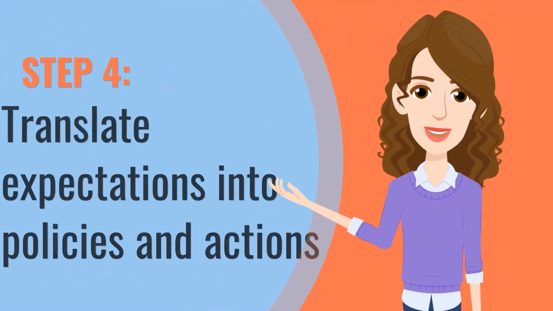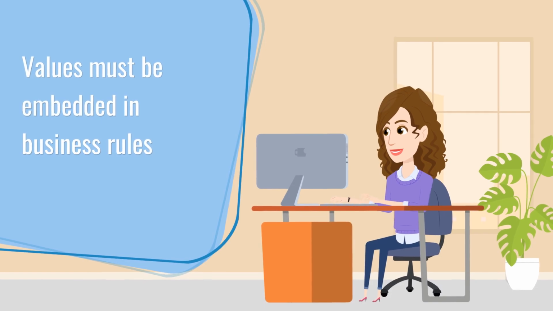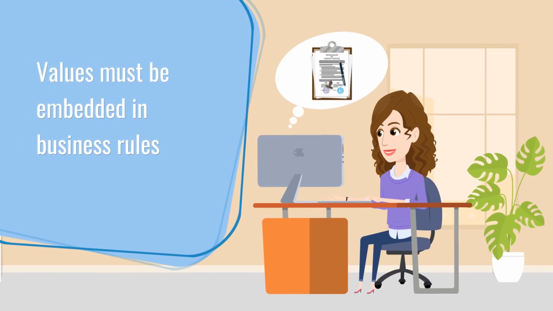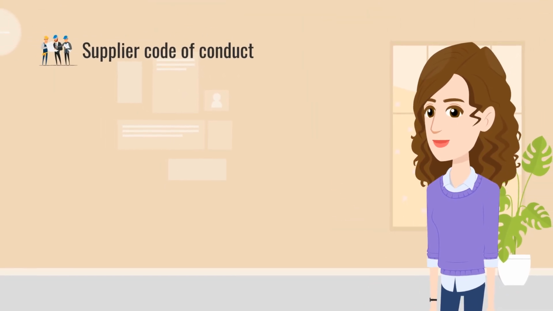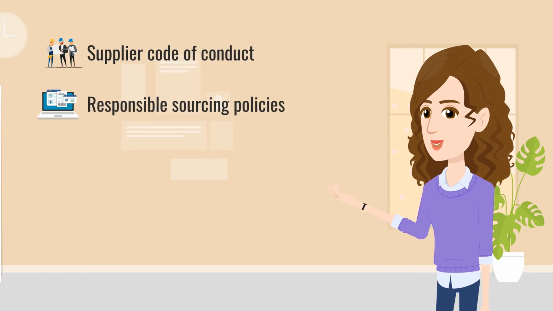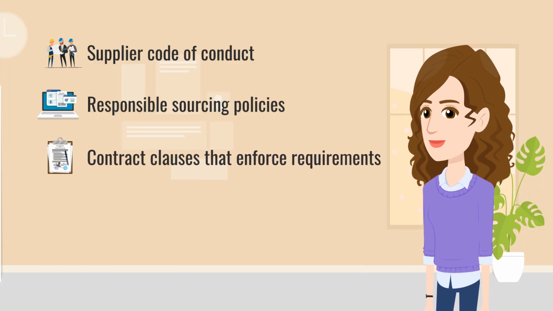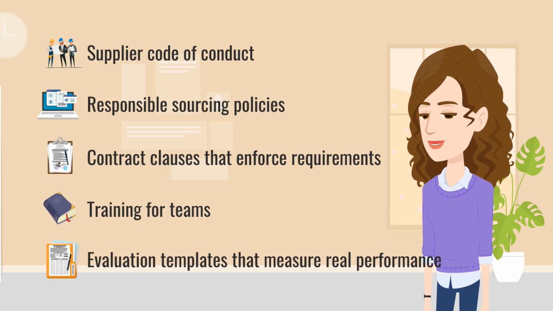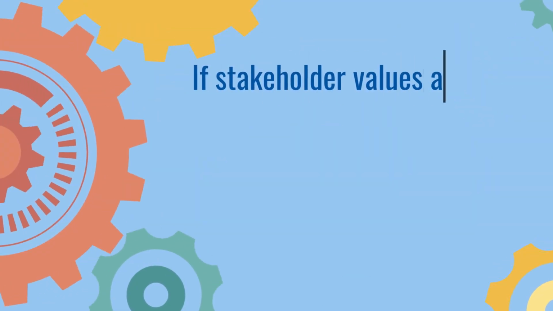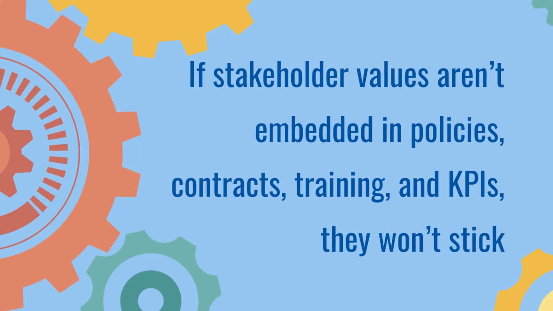Step 4. Translate expectations into policies and actions. This is where your stakeholders' map becomes a translation engine. Values and expectations must show up in the documents and processes that govern behavior. A supplier code of conduct with clear social and environmental requirements. Responsible sourcing policies that define what acceptable looks like. Contract clauses that make requirements enforceable. Training for teams who will implement them. And evaluation templates that score real performance rather than vague promises. If stakeholder values aren't embedded in policies, contracts, training, and KPIs, they won't stick.